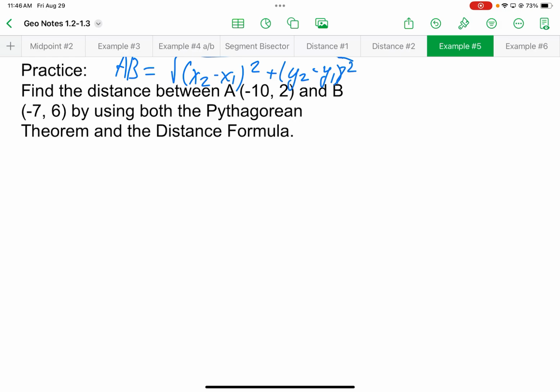Did we figure out our addition woes? No, I don't think this is right. So negative 7 minus negative 10. Minus a negative turns into a plus. So it'd be like negative 7 plus 10, which is 3. 3 squared will give us 9. And then 6 minus 2 is 4. So 4 squared is 16. You're almost there, though. And then remember to keep all this stuff in a square root.